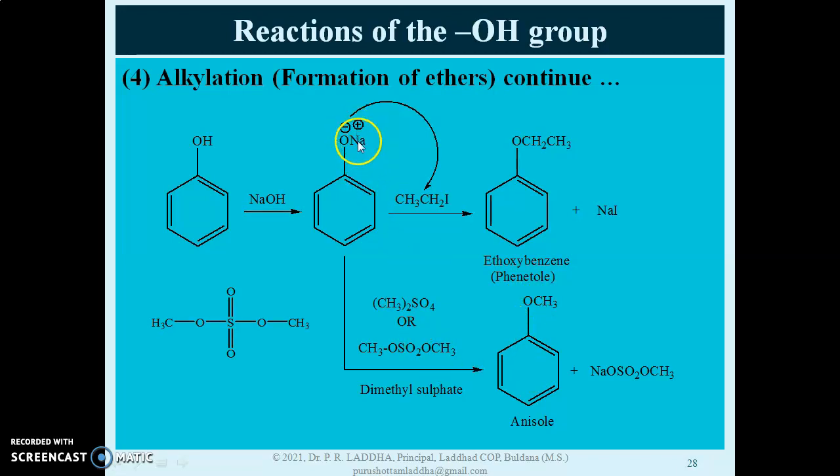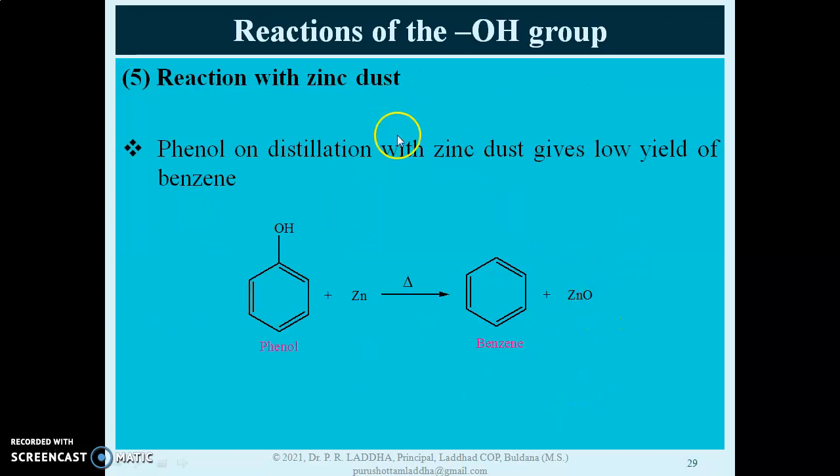And the positively charged sodium goes here with this negatively charged oxygen, and you will get NaO SO2O CH3 as a byproduct. This is the main product, anisole. So in this way, aromatic ethers can be formed from phenol by alkylation reaction.